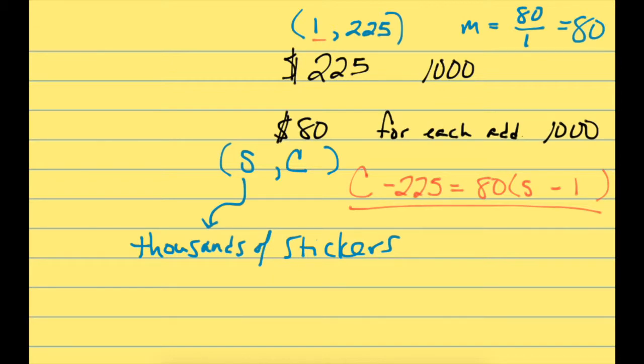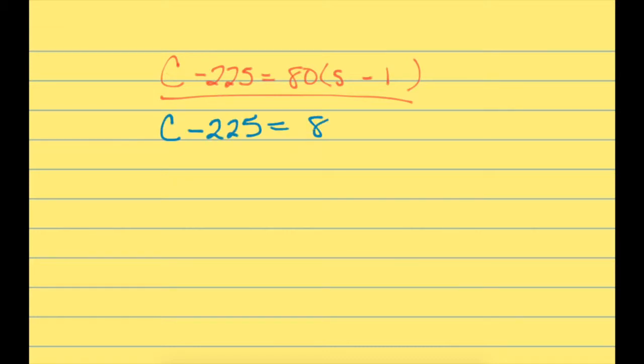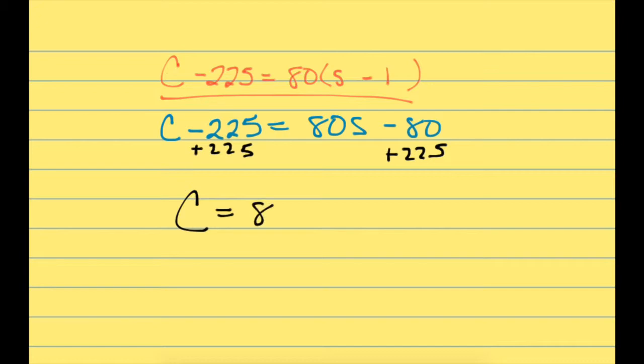Now, it says to write an equation that gives the total cost as a function of the number of stickers. When they say that, they're asking for slope-intercept form. So we're going to convert our point-slope form to slope-intercept form. The way we do that is fairly simple. Our first step is to use the distributive property on the right side, which gives us 80s minus 80. Then we add 225 to both sides, and we get C equals 80s plus 145.